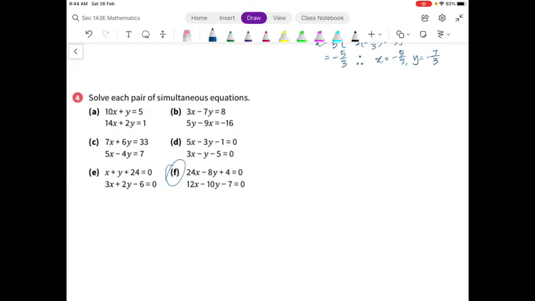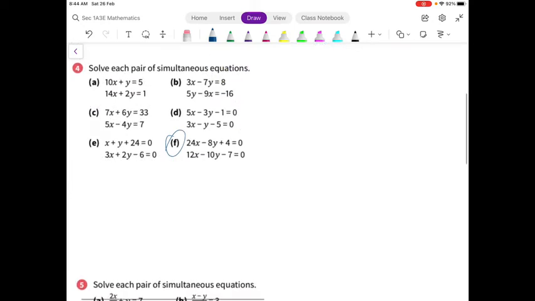Let's now move on to question 4F. So again, solving by simultaneous equation. Let's copy down the two equations first. 24x minus 8y plus 4 equals to 0. So that's our equation number 1. Second equation, 12x minus 10y minus 7 equals to 0. So equation number 2. Now the question did not specify to use substitution method.